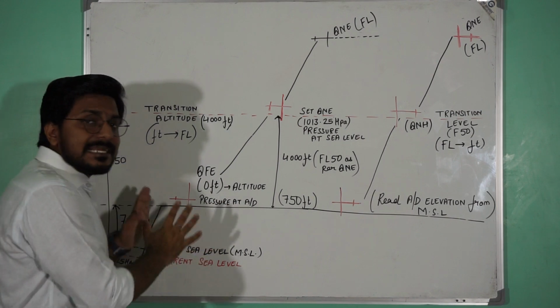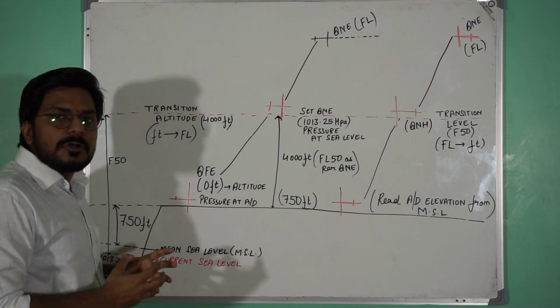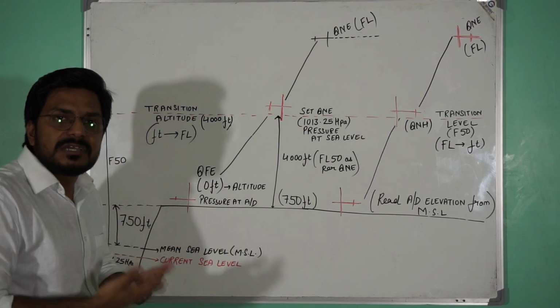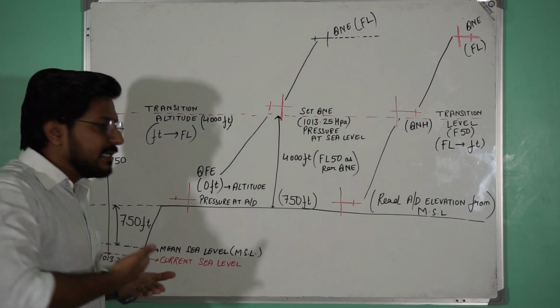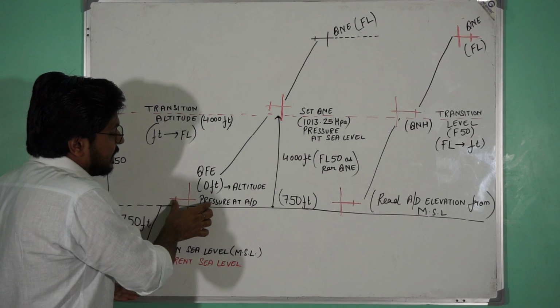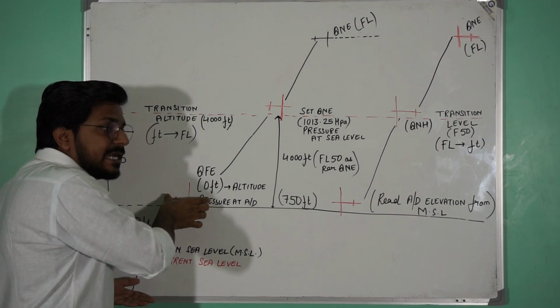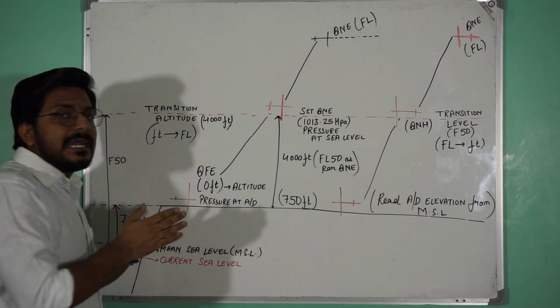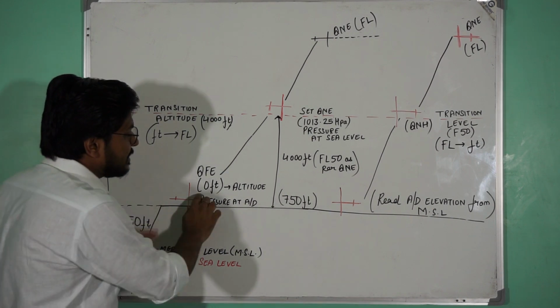That means it has selected the datum, or you can say the point from where you are taking reference. That reference or datum is the same level at which the aircraft is standing. So the pressure at the aerodrome has been taken as datum, and now it is reading 0.